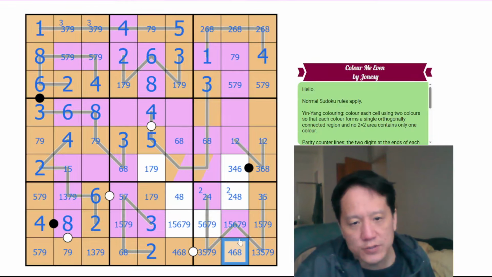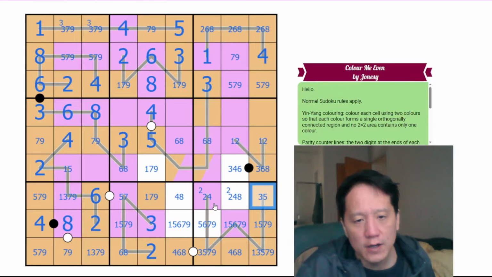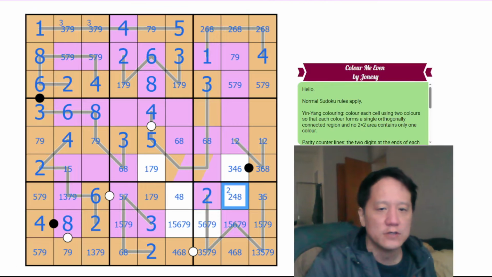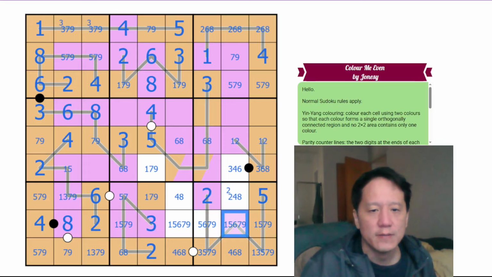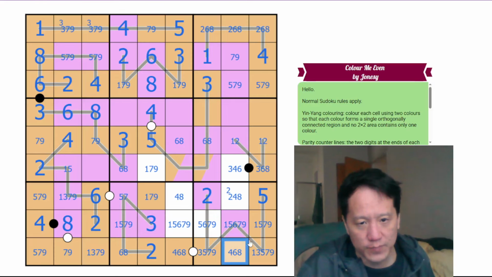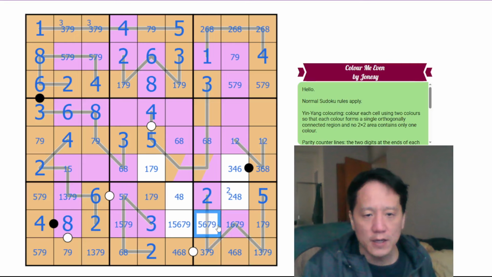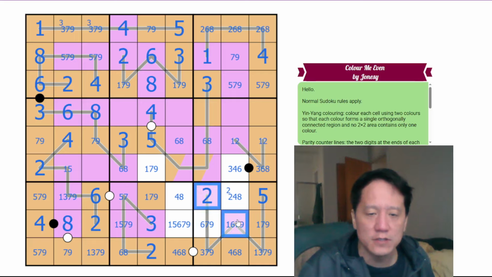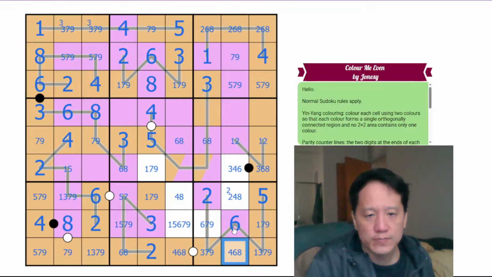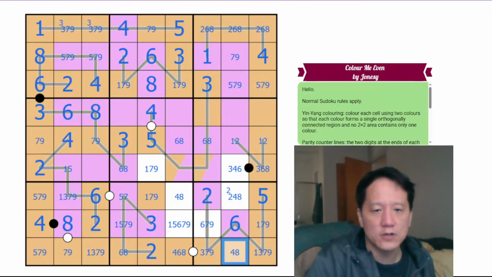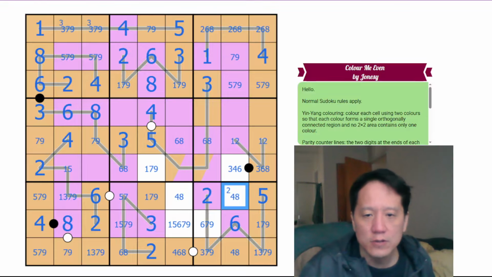So we know these 3 are all even, which means this cannot be 3 evens and 4 odds. It has to be 2 evens and 5 odds. So this is 2, this is 5, because this has to be even here. That eliminates 5 from the rest of the box. And we have the 2 evens here, so this must be 6. Oops. This is 6. So this cannot be 6 here. This cannot be 2 here.